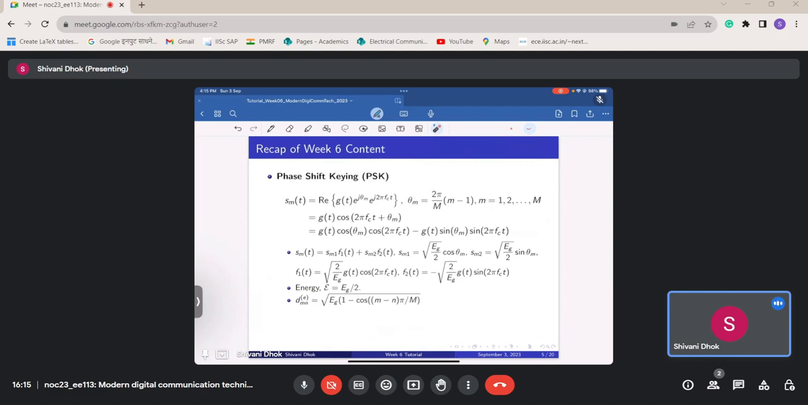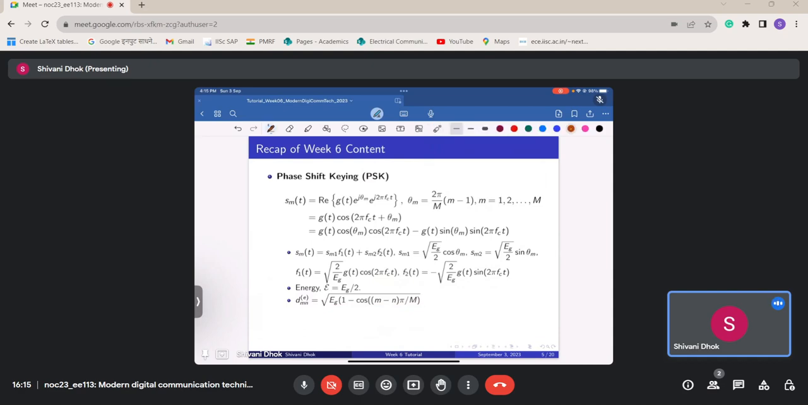This can be written with the help of an orthogonal basis as s_m1 f1(t) plus s_m2 f2(t), where s_m1 is given by this formula, s_m2 is given by this formula here, f1(t) is the first basis, which is a function of this cos, and f2(t) is the second basis, which is given by this formula here. The energy is given by Eg by 2, and the Euclidean distance between the mth and nth constellation points is given by this formula here. So this is the Euclidean distance that we are looking at. That's why we have a superscript of E. I hope that is clear.